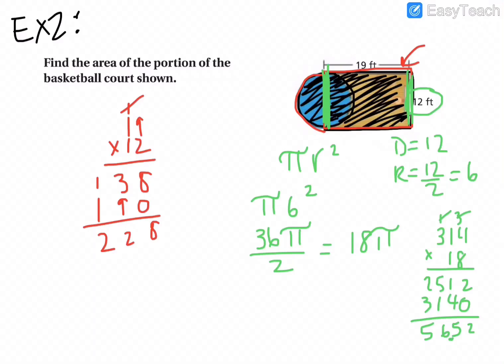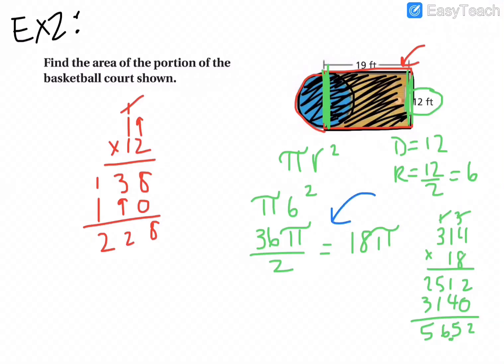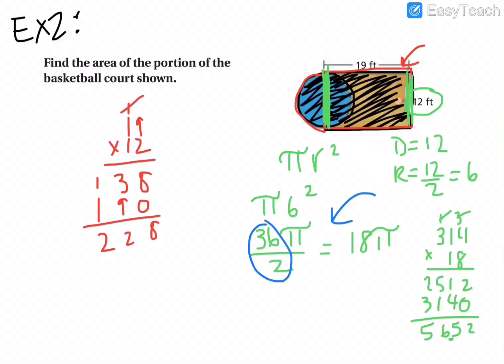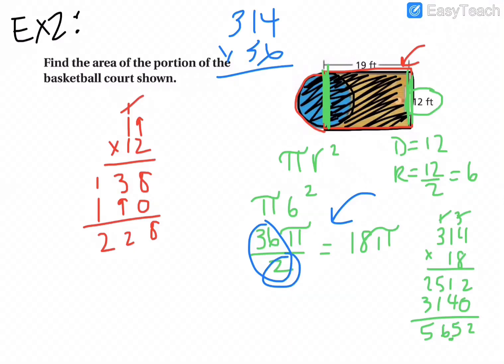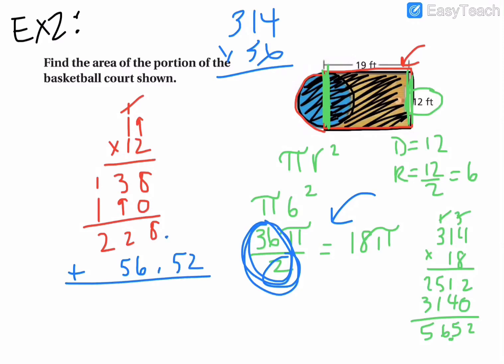I just want to go back to this for a moment here just to show you why I chose to do this part first. If I were to multiply 3 and 14 hundredths by 36, I'd be dealing with a decimal that I would then have to divide by 2. So I just thought it was easier to do this part first and then multiply by pi. Alright, so in the end we have 228 plus the 56 and 52 hundredths. Again, don't forget to line up those place values.